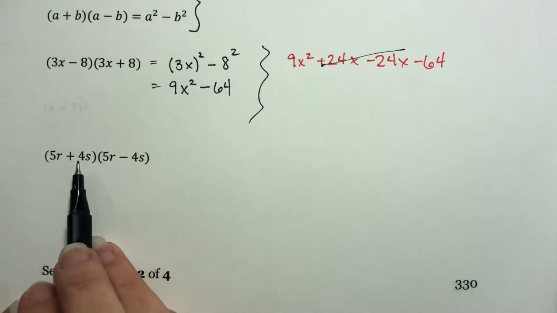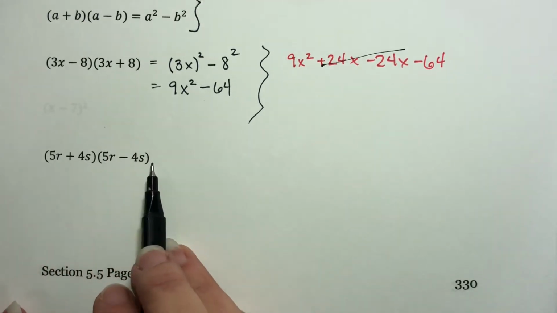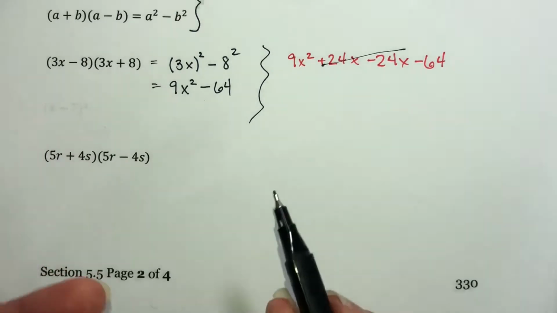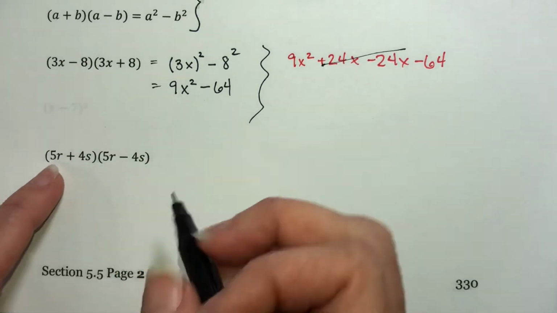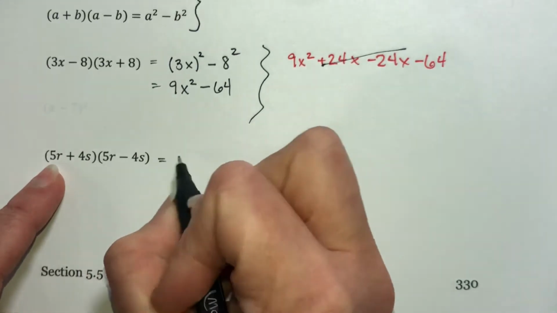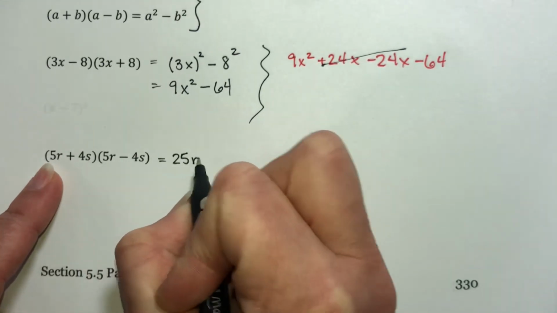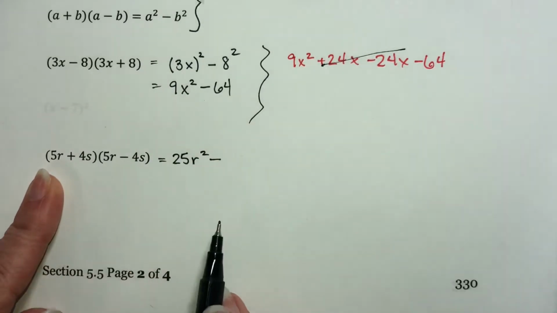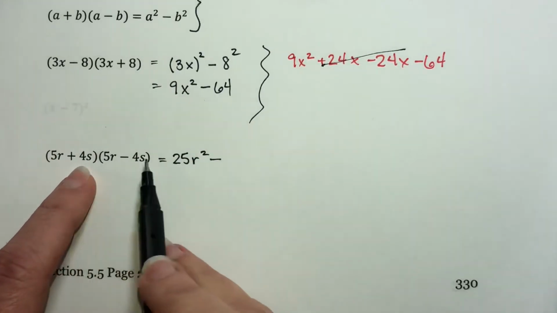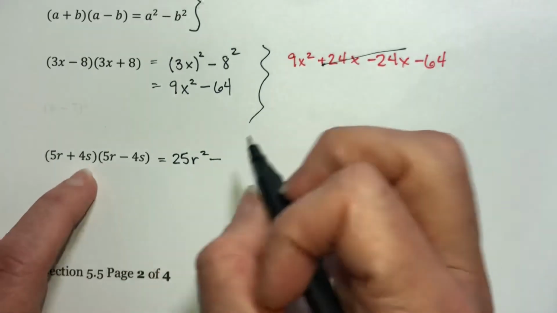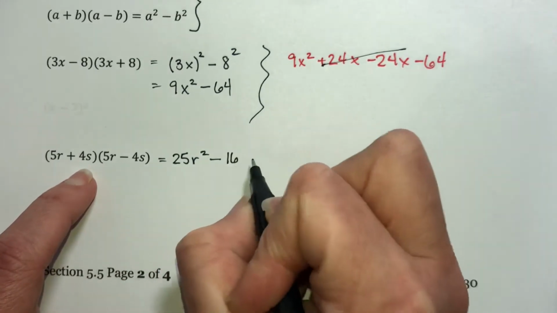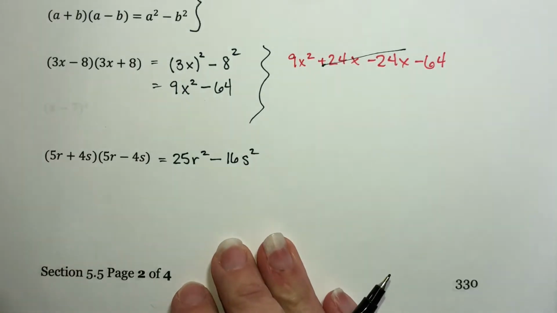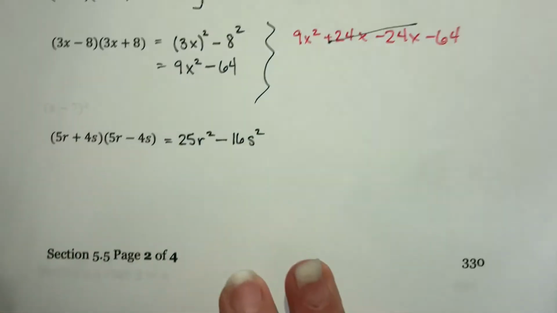Okay, so let's look at this one. 5r plus 4s times 5r minus 4s. We have the same two terms, opposite signs. We can go directly to our answer. If you square 5r, 5 squared is 25. R squared. It's going to be a minus. It's always a minus. It's a difference of squares. And then you square 4s. 4 squared is 16. S squared. And that's your answer.